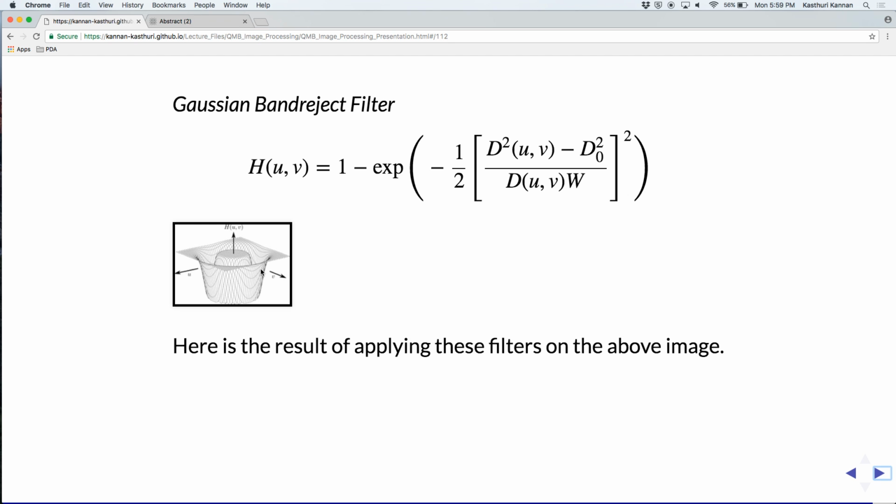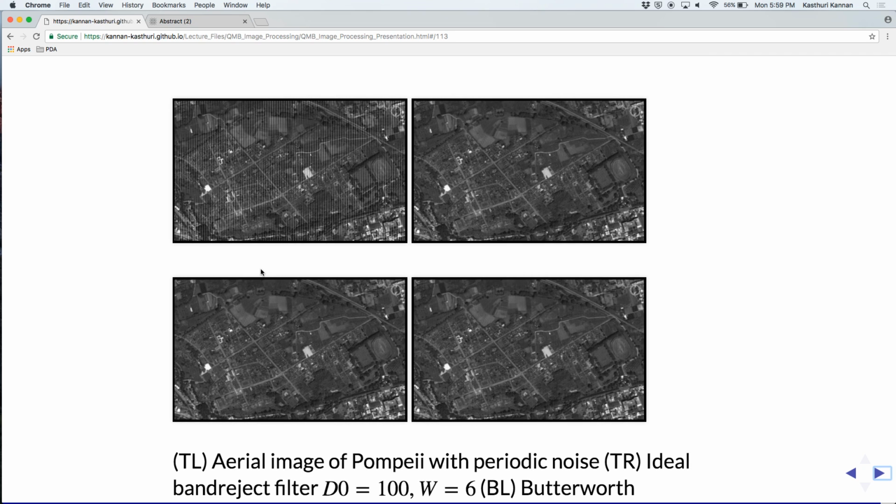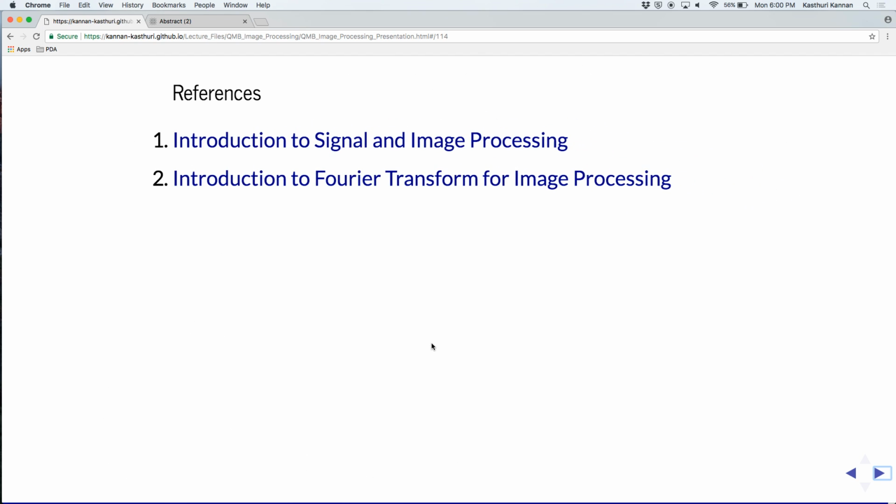And again, it depends on the image, right? For instance, here when we use all of these 3, it's almost the same. This band reject filter gives you a very nice approximation of this image, so it takes away the noise that we are looking into.